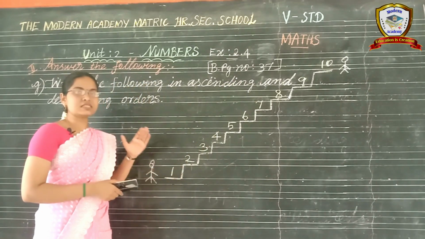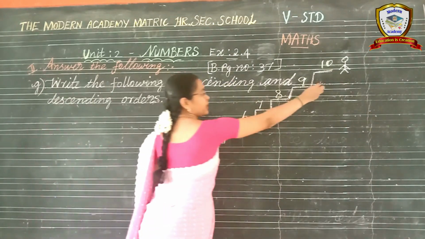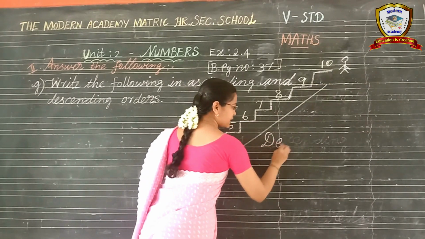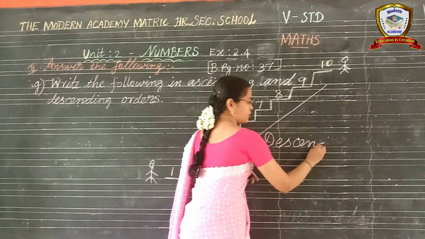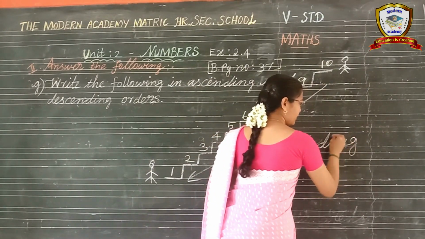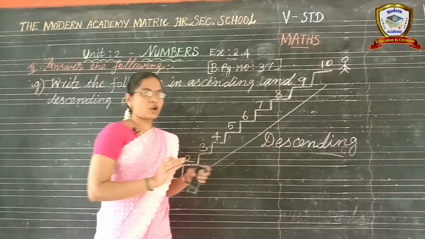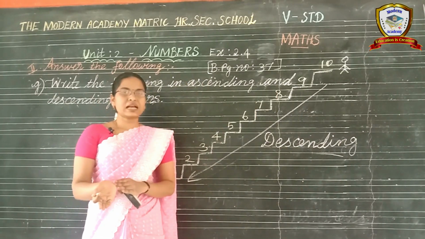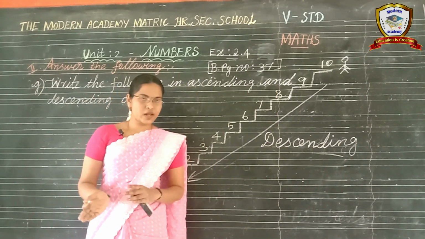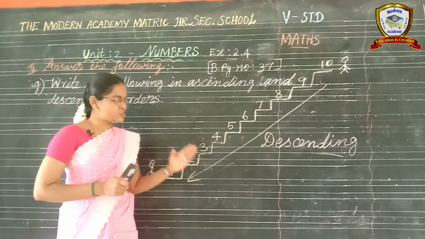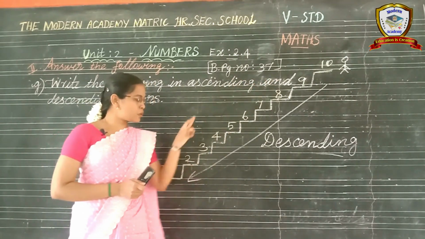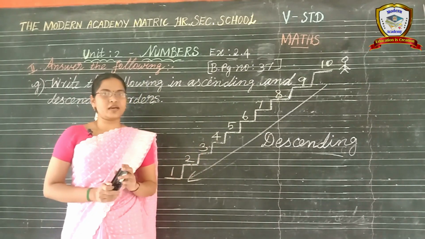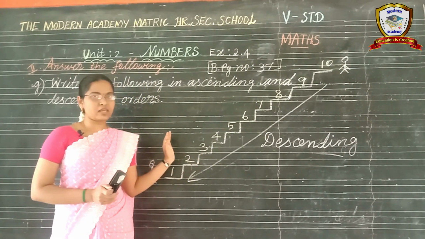Descending order means arranging the numbers from greatest number to smallest number. Ascending order means arranging the numbers from smaller number to bigger number. Descending order means arranging the numbers from biggest number to smallest number. Don't forget, these are very, very important sums.